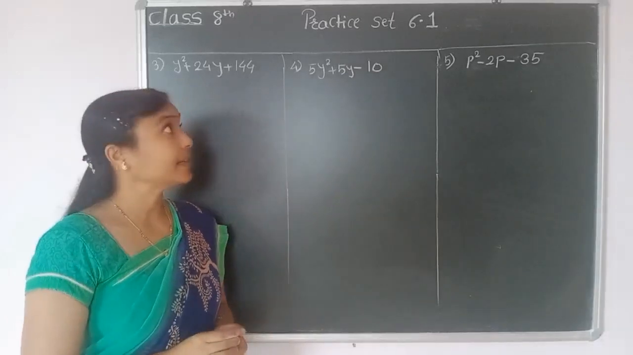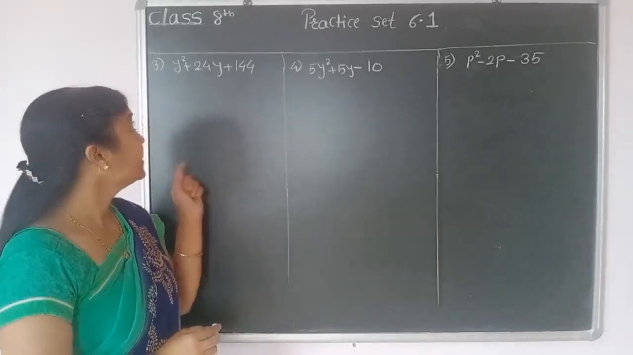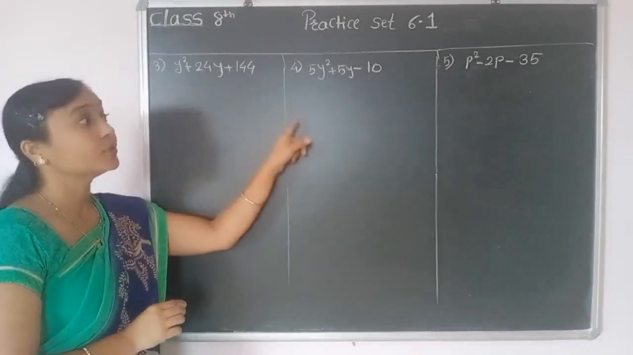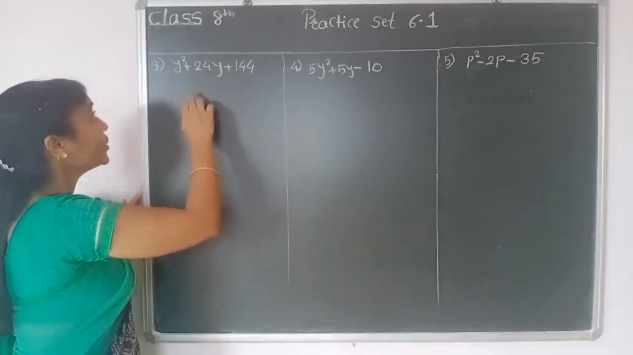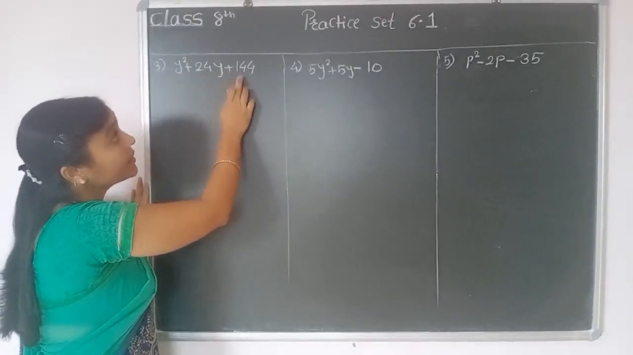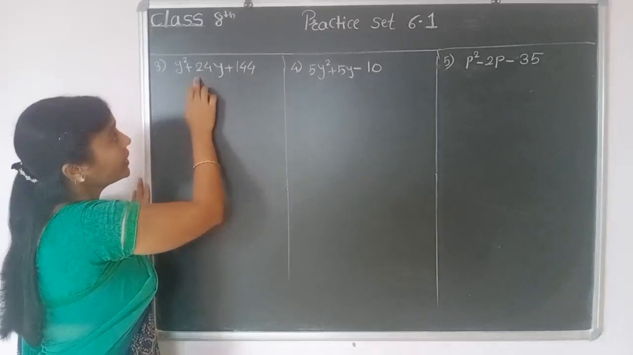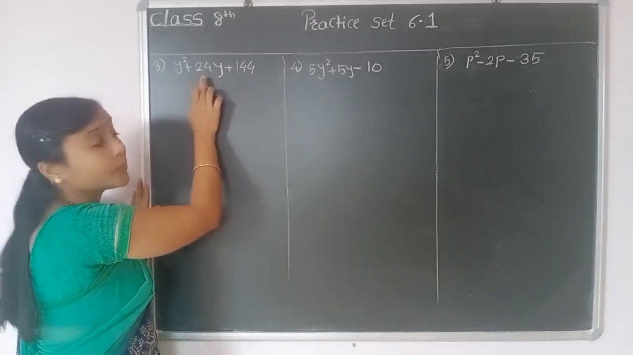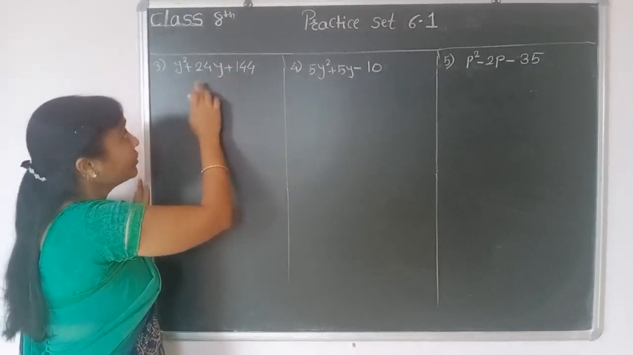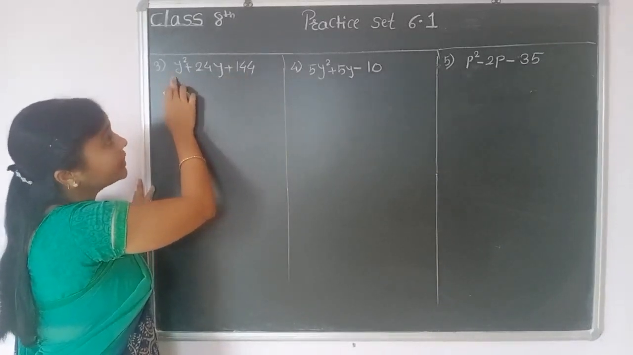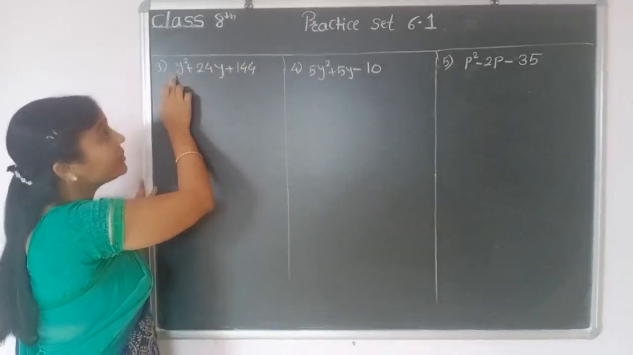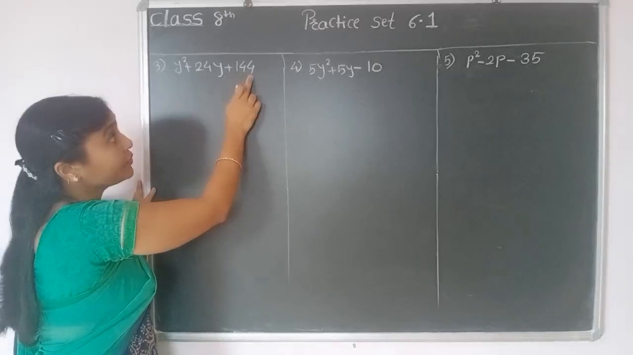Let's start practice set 6.1. In this we have 12 examples. So I take the first here, then third, fourth and fifth examples. Now what is the third example? y square plus 24y plus 144. That means here the middle term is 24 and the last term is 144. The coefficient of the square term is 1 and here is 144.